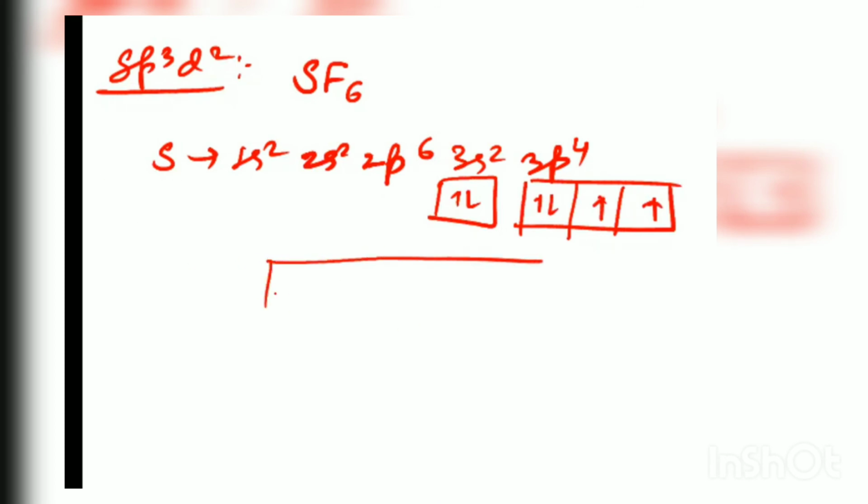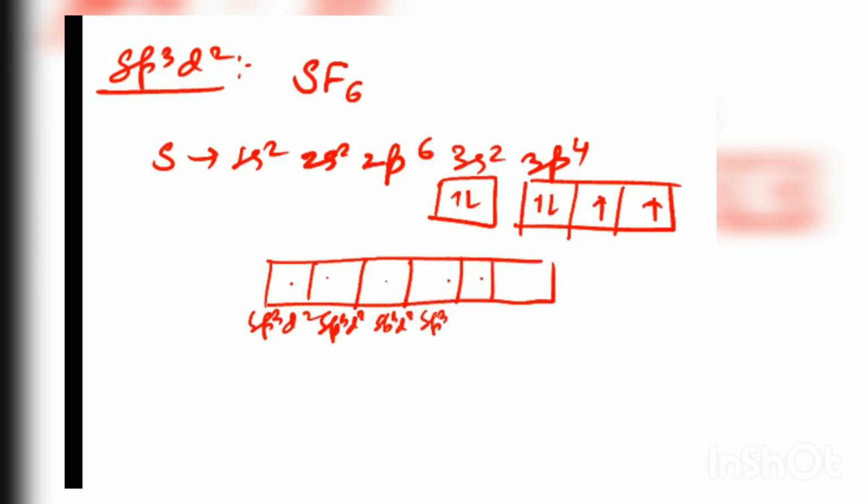So I'm going to write it like this: 1, 2, 3, 4, 5, 6, sp3d2, sp3d2, sp3d2, sp3d2, sp3d2, sp3d2. And the electrons will be divided equally because the orbitals have the same energy, like this. Okay, so let us see its shape then.